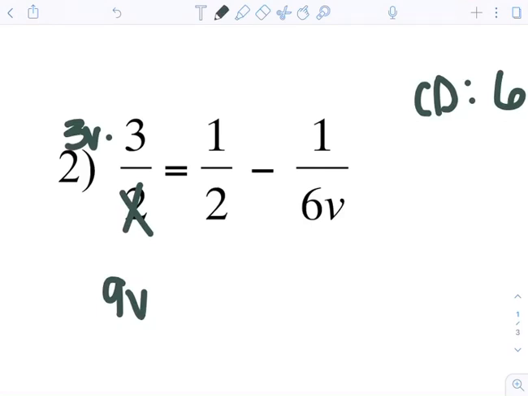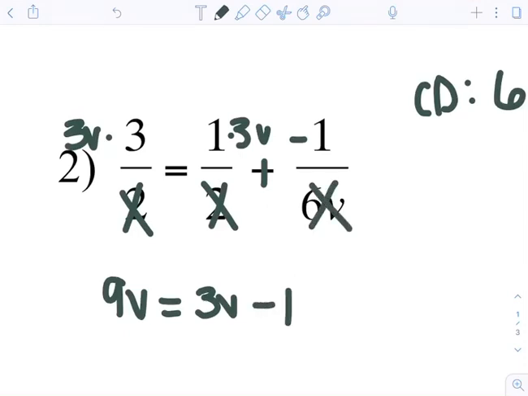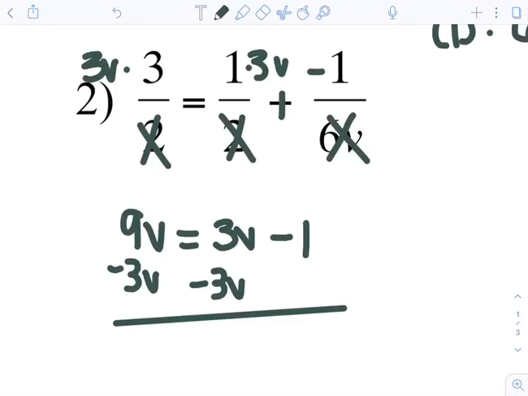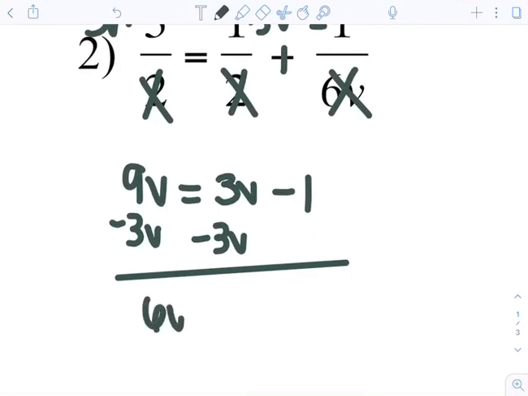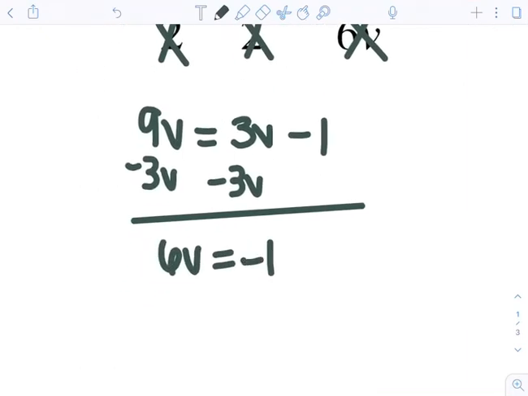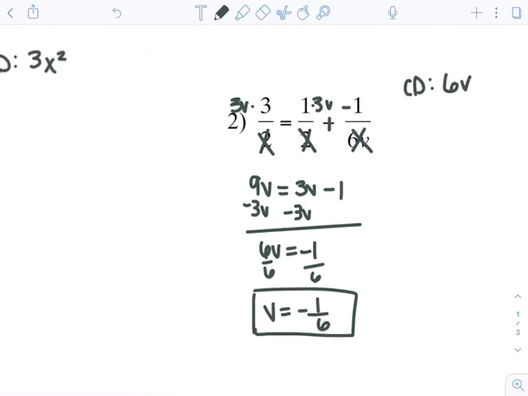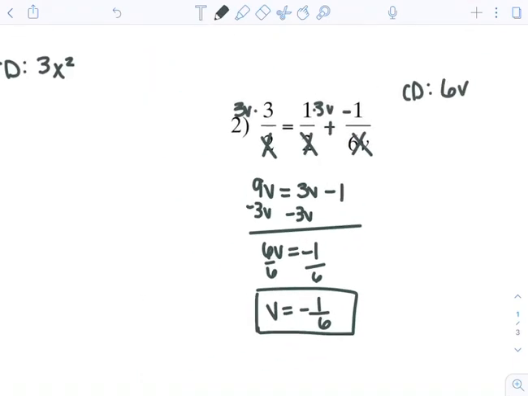Same thing for the second one. I need to multiply by 3v, cross out the denominator, I get 3v. I'll make that minus, and then this already has my common denominator, so you don't need to multiply by anything, and that's just going to become minus 1. Then we need to solve for v, so I need to get v to the other side. So that's 6v equals negative 1, divide by 6, so v equals negative 1/6. And then you're done.